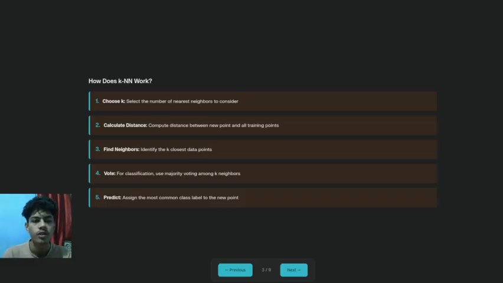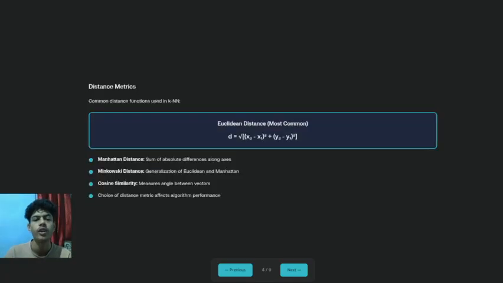How does k nearest neighbor work? Choose k: select the number of nearest neighbors to consider. Calculate distance using Euclidean distance. Find neighbors and identify the k closest data points. Vote for classification using majority voting among k nearest neighbors. Predict: assign the most common class label to the new point.